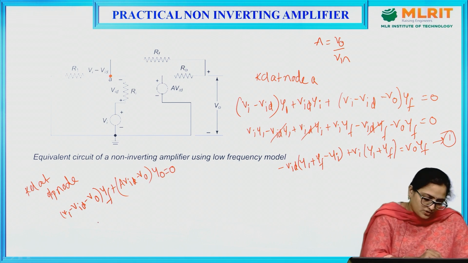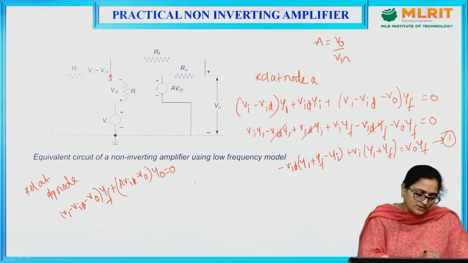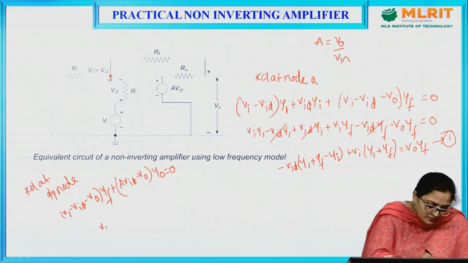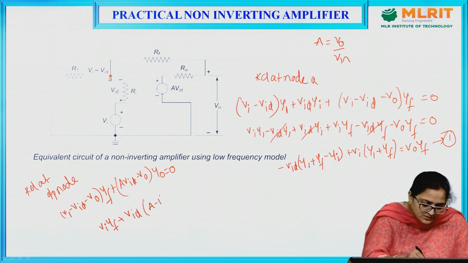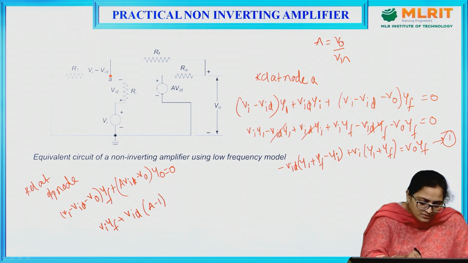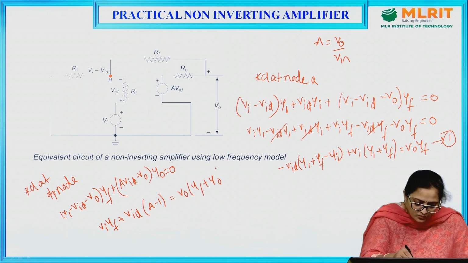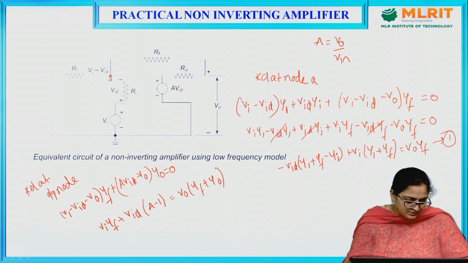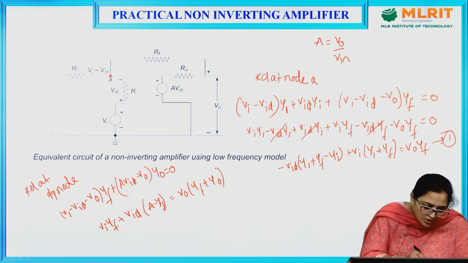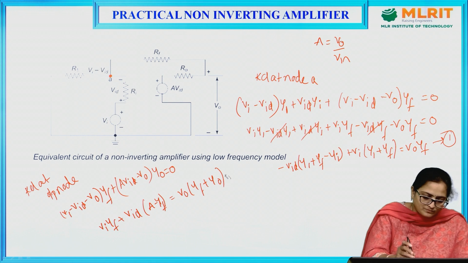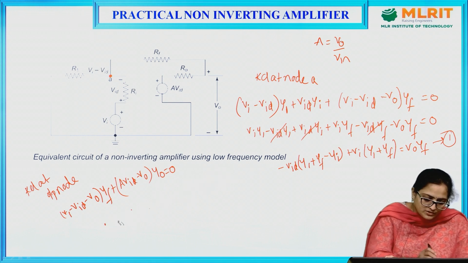So from this expression, if you write this expression in terms of voltage, you can write it as VI YF plus VID, if you take VID common, you can write it as A minus 1 is equal to V0 into YF plus Y0. I will rewrite this expression.